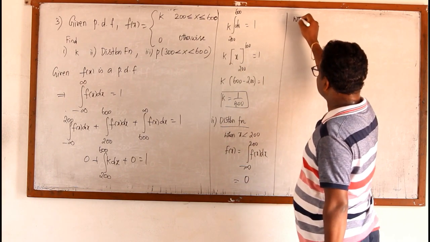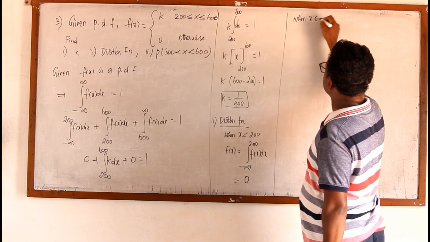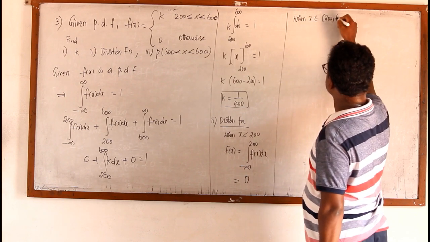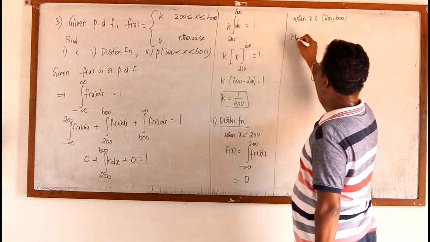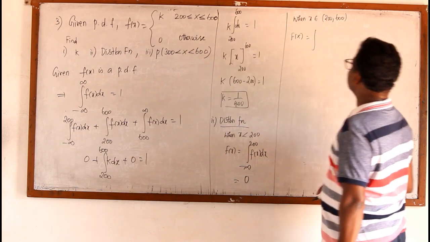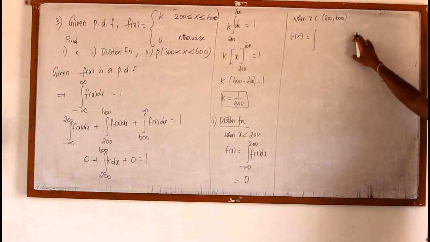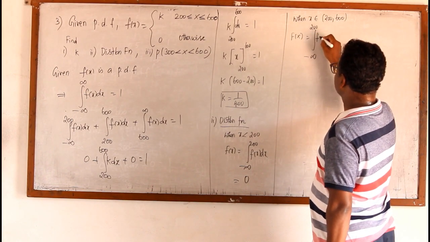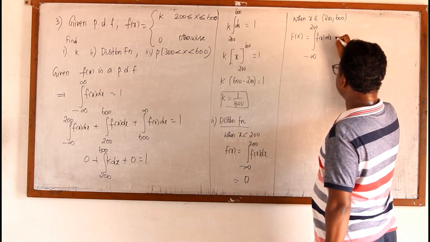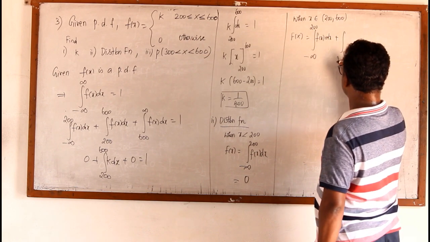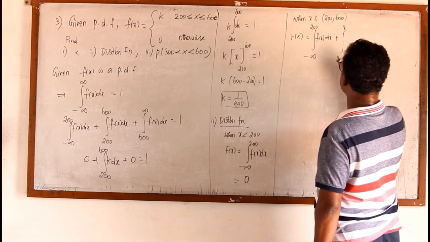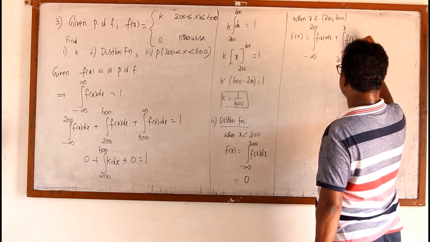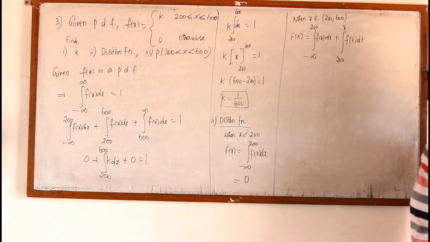Now in this one, when x belongs to between 200 and 600, capital F of x is, it is not that I have to find out only from 200 to 600. I have to add from minus infinity to 200 f of x dx, and I need the function, so it is from 200 to x. So better write f of t dt.